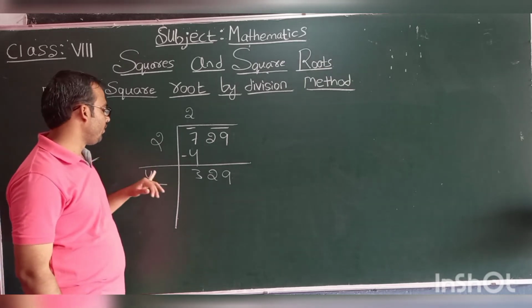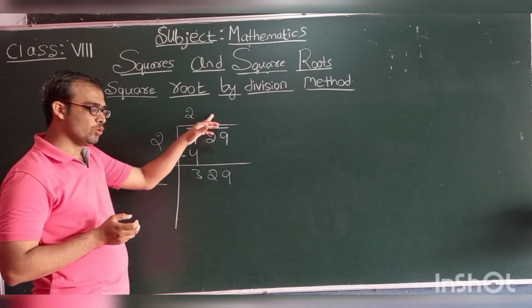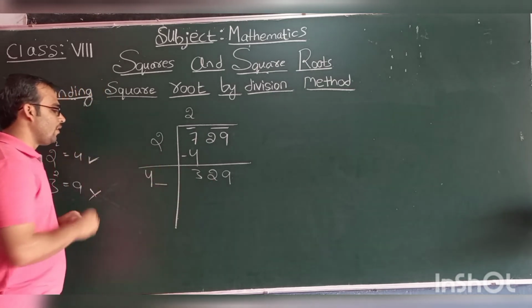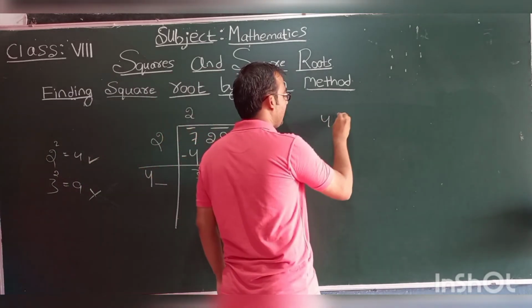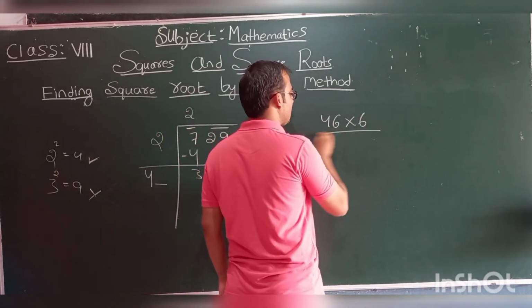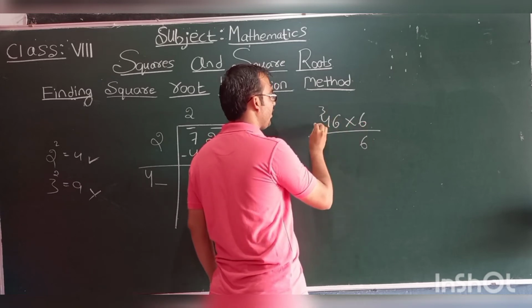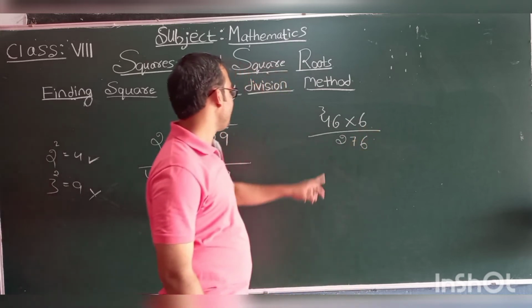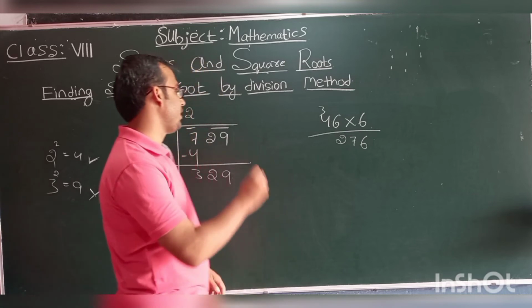Now, we need to fill this blank with a digit such that the product of this number and the new digit must be equal to or less than 329. So, let us fill this blank with 6 and see. 46 into 6. 6 6s are 36, 6 carry 3. 6 4s are 24 plus 3 is 27. So when we multiply 46 with 6, we have got 276.